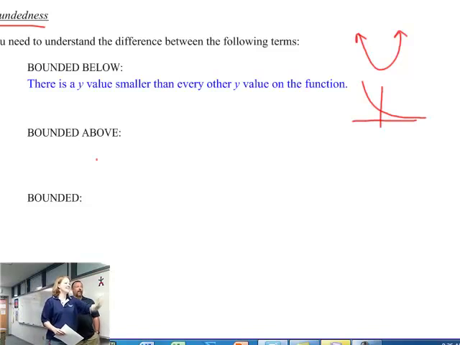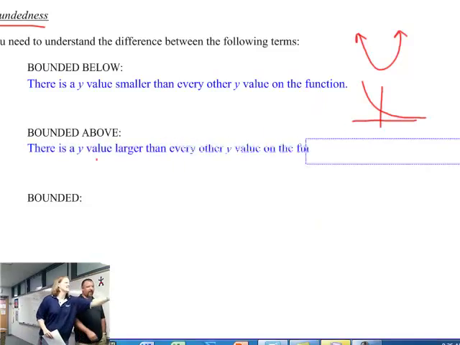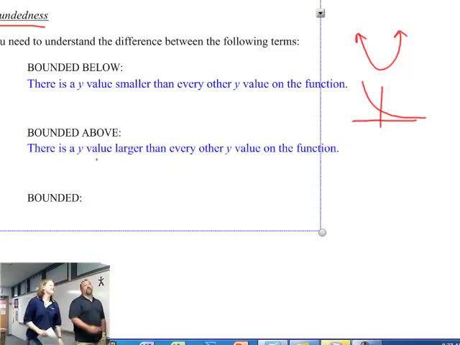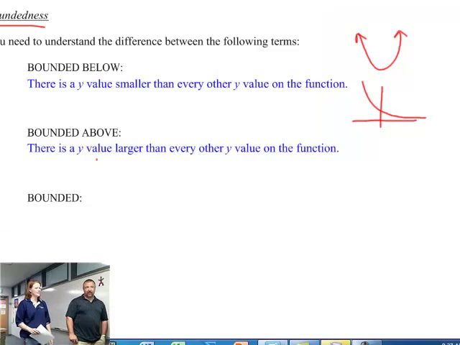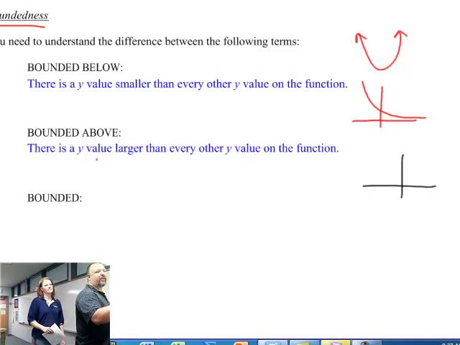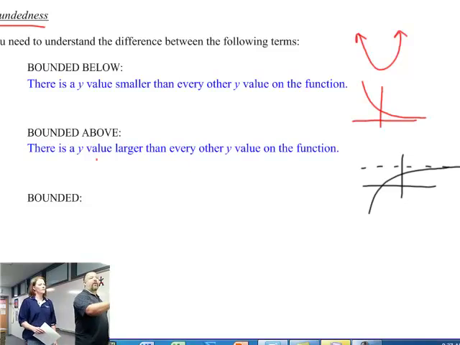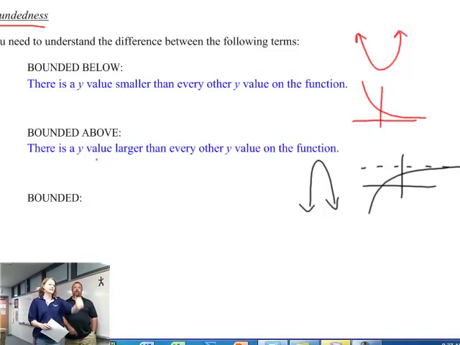Okay, bounded above. It's just the other way. We need a y value bigger than everything else on the function. So we could just turn those 2 pictures upside down. We could have a function that had some bound above that it never reached, or it could be as simple as an upside down parabola that never goes above a certain height. All right, how about bounded?